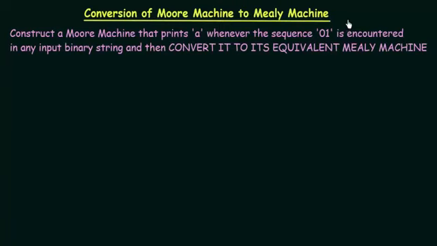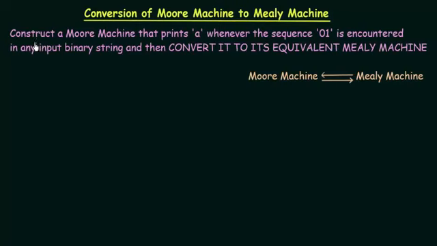Till now we have studied about Mealy machines and Moore machines, and from this lecture we will be studying about conversion of Moore machine to Mealy machine. Before we start, let us understand that both Moore machines and Mealy machines are equally powerful, and one can be converted to the other. That means a Moore machine can be converted to a Mealy machine, and a Mealy machine can also be converted to a Moore machine.